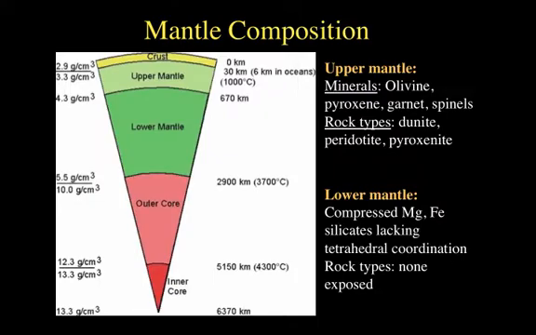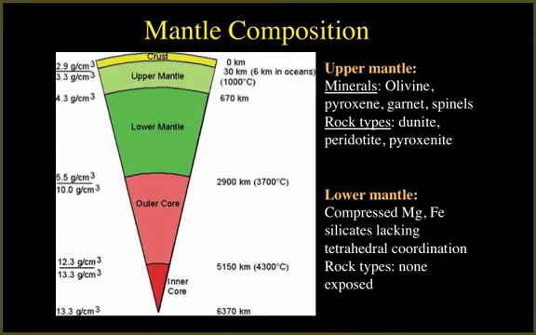We can distinguish the upper mantle from the lower mantle at a seismic discontinuity at about 660 to 670 kilometers down. And that is where we're going from an upper mantle that is comprised of minerals like olivine, pyroxene, garnet, and spinels, corresponding to rock types like dunite, peridotite, pyroxenite, to the lower mantle composition that is comprised of compressed iron and magnesium silicates and lacks the tetrahedral coordination in those minerals because their structures change at that discontinuity. And we don't have any exposed examples of lower mantle rocks on Earth.